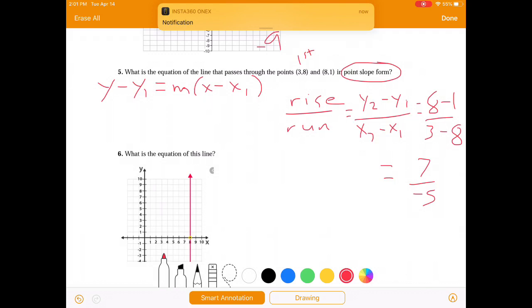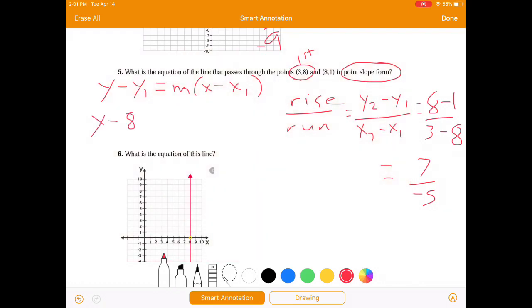So we're going to pick either point. It doesn't matter which point we use. I'm going to go ahead and use that 3, 8. So y minus 8 equals negative 7/5 for our slope, and x minus 3. We could have used the other point if we wanted to, and we could have had y minus 1 equals negative 7/5 times x minus 8. That would also be an acceptable answer. Both would be correct.